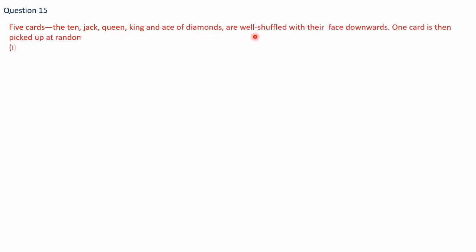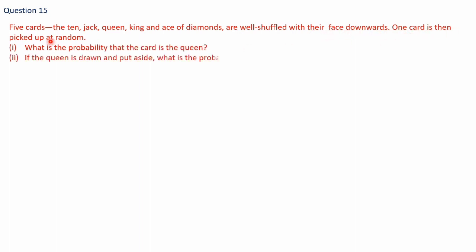Move on to the 15th question. 5 cards, the 10, jack, queen, king and ace of diamonds are well shuffled and kept face downwards. One card is then picked up at random. First question, what is the probability that the card is the queen? Second question, if the queen is drawn and put aside, what is the probability that the second card picked up is an ace or a queen?